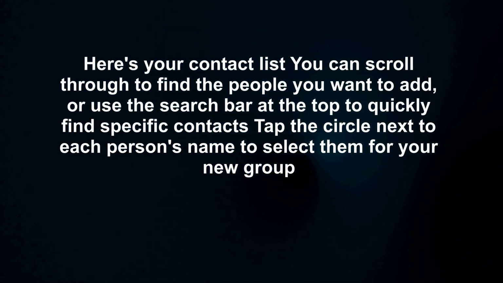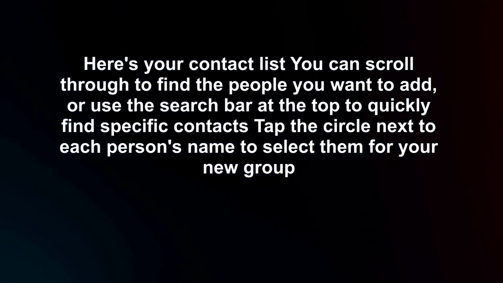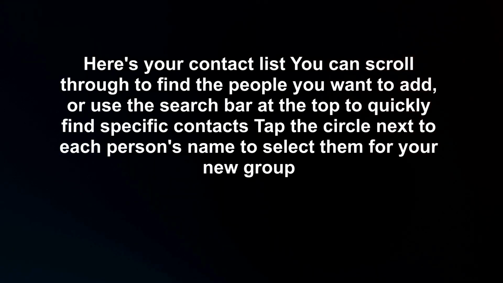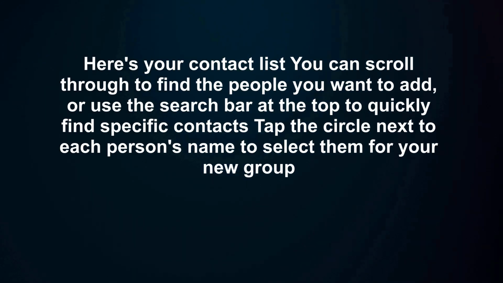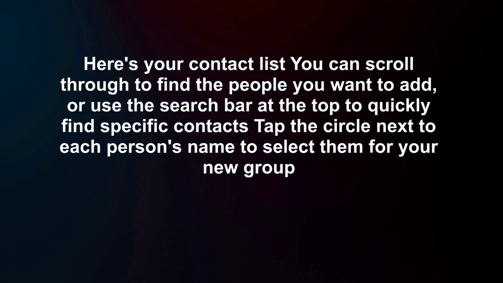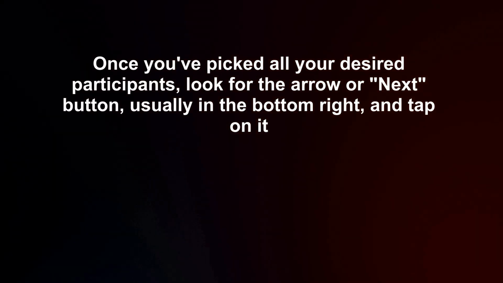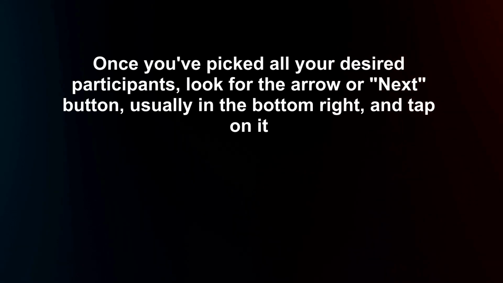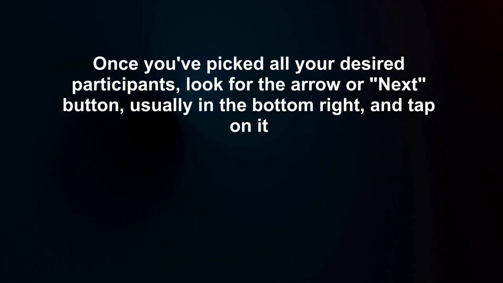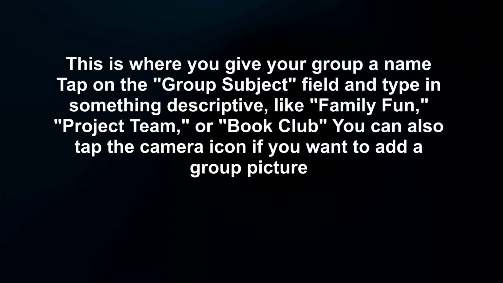Here's your contact list. You can scroll through to find the people you want to add, or use the search bar at the top to quickly find specific contacts. Tap the circle next to each person's name to select them for your new group. Once you've picked all your desired participants, look for the arrow or next button, usually in the bottom right, and tap on it. This is where you give your group a name.